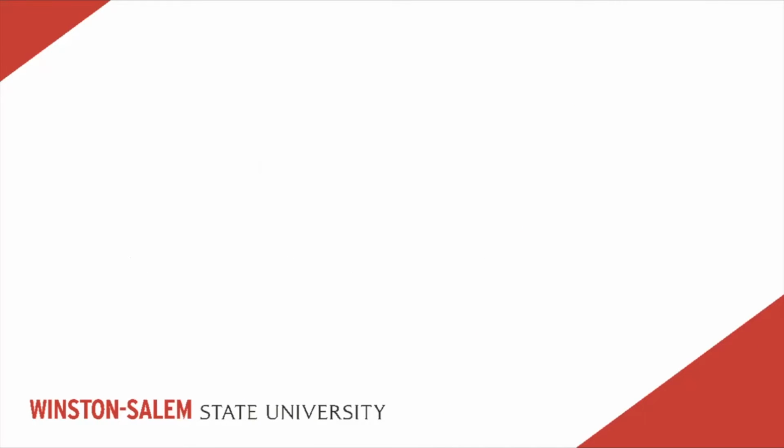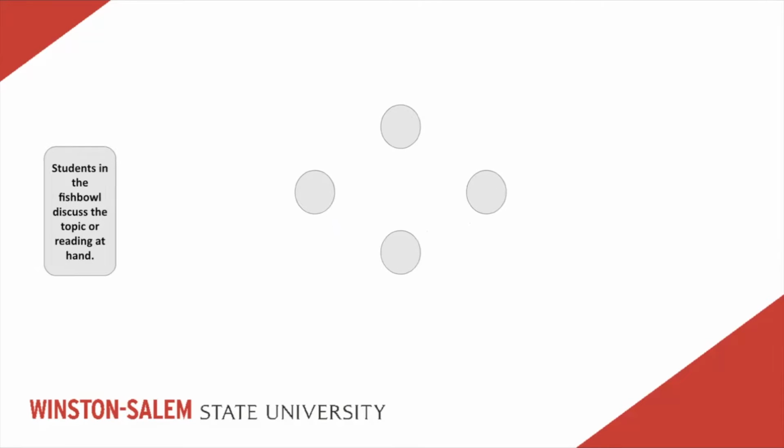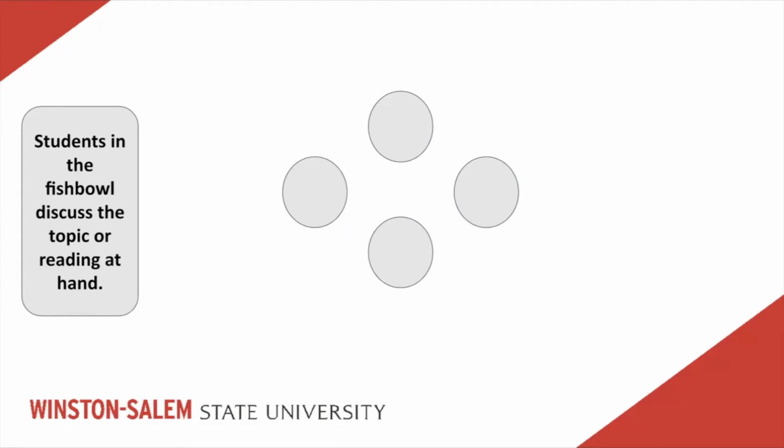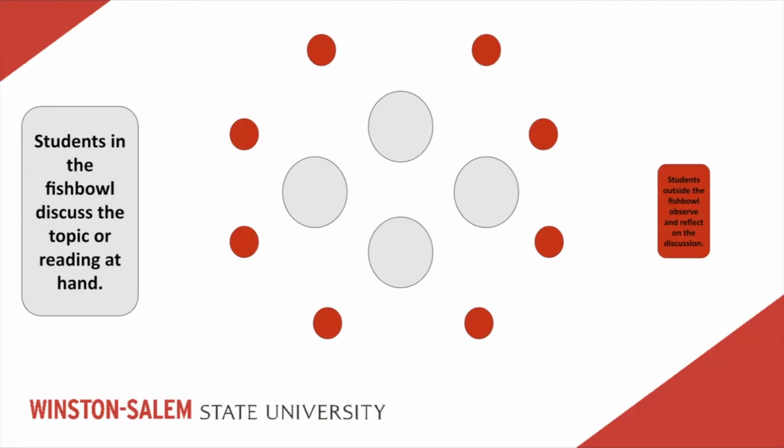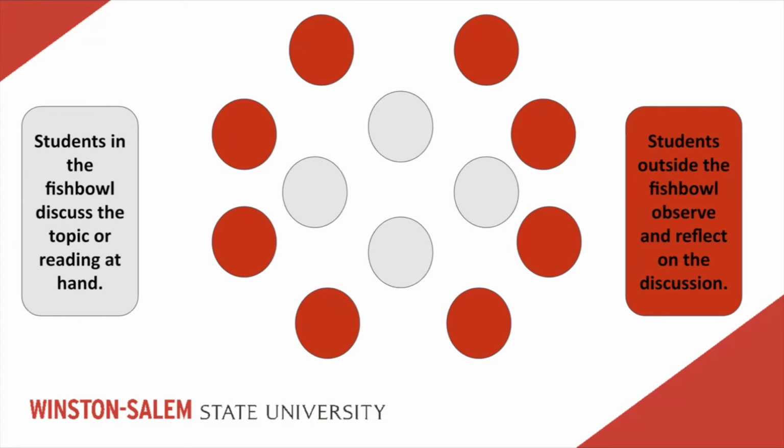In the fishbowl strategy, students are separated into an inner and outer circle. In the inner circle, or fishbowl, students have a discussion about the topic or reading at hand. Students in the outer circle listen to the discussion and take notes. This engaging and student-centered strategy builds comprehension of complex texts and ideas while developing group discussion skills. In the fishbowl, students practice responding to multiple viewpoints.